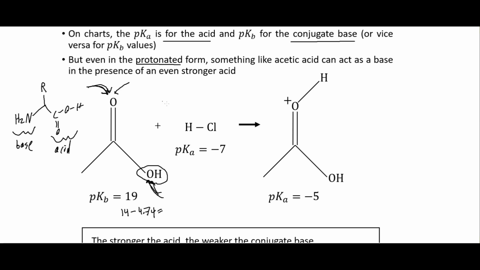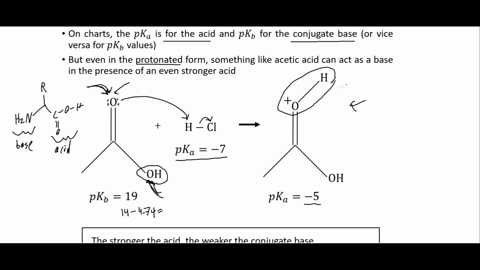So we're talking about the basicity of this oxygen right here. There are lone pairs on it. It's going to take that hydrogen, and we end up with this right here, which is going to have a pKa of -5. And so we see that this is a really acidic group. It wants to lose that hydrogen pretty badly, and so you need something even stronger of an acid, like HCl, in order to protonate this oxygen right here.